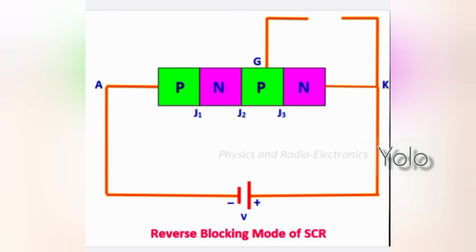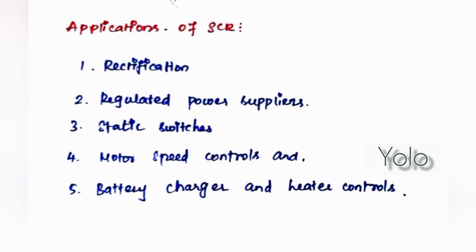And last one, applications of SCR. What are the applications where we use SCR? First one, rectification. Second one, regulated power supplies. Third one, static switches. Fourth one, motor speed controls. And fifth one, battery charger and heater controls. So these are all the applications where we use SCR.